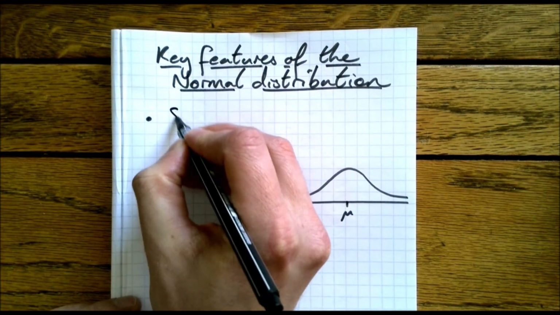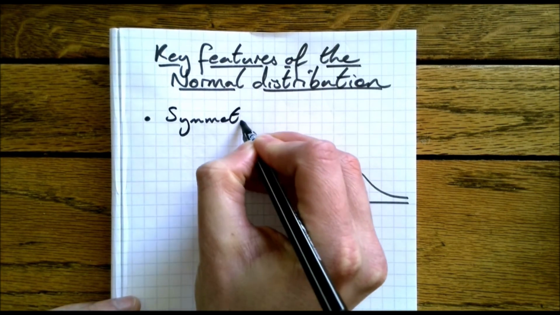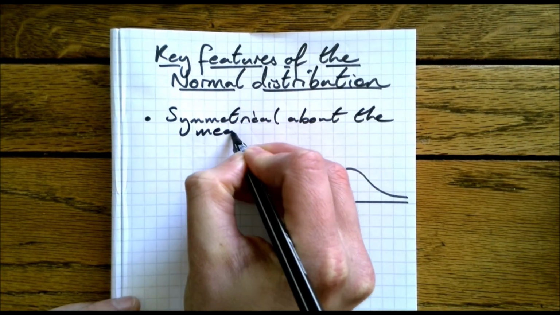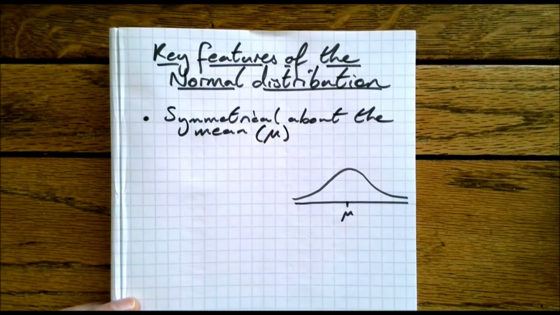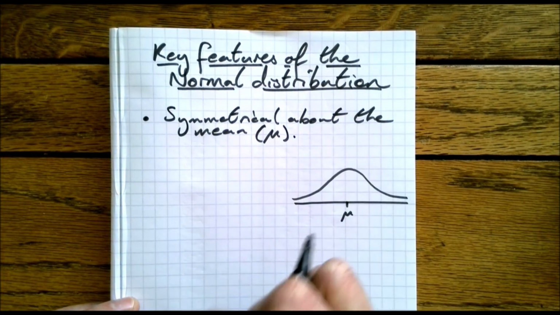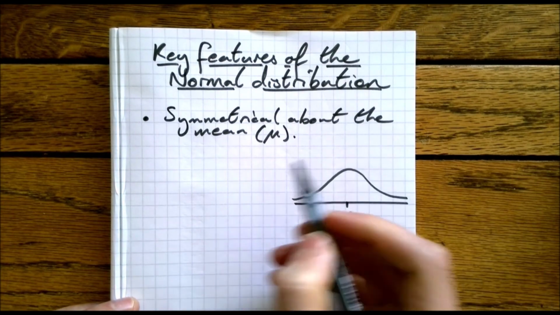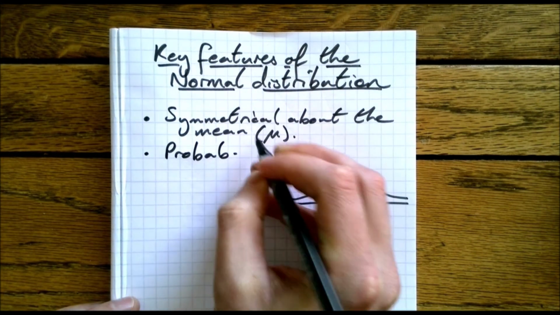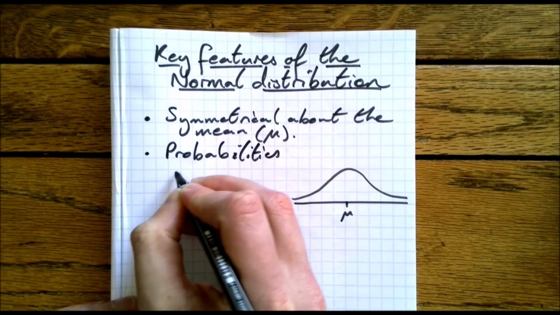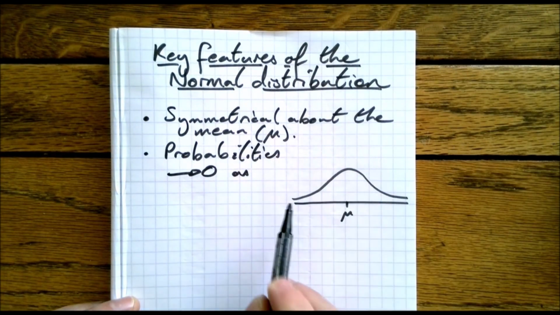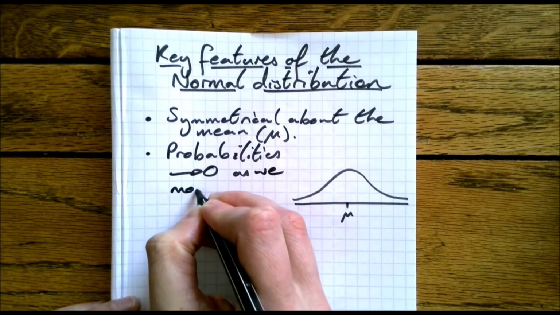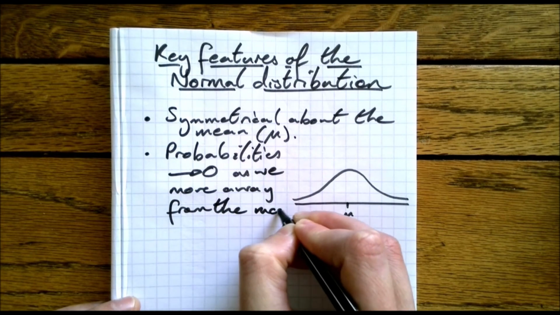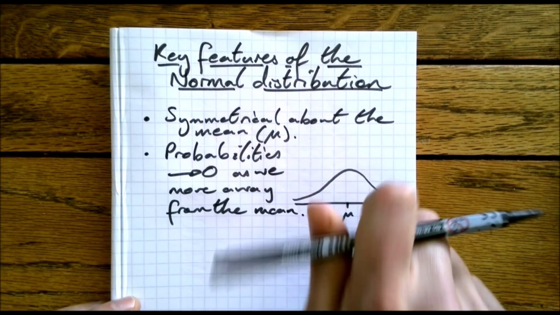Hopefully, you've spotted that it's symmetrical about the mean. The mean here we're going to call mu. Use the Greek letter mu. That is a symbol that we're going to use a lot when working with the normal distribution, so it's useful to write it down. Also, the probabilities tend to 0 as we move away from the mean, meaning it's really unlikely to get outliers either way.